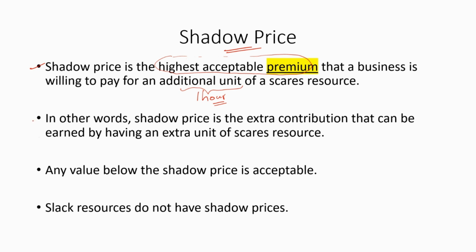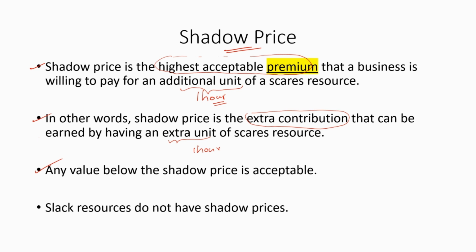There is another definition for shadow price. Shadow price is the extra contribution that can be earned by having an extra unit of scarce resource. Simply, this means if the business can obtain one more labor hour, which is the extra unit of scarce resource, what is the extra contribution that the business is going to earn, which is also known as the shadow price. These two definitions are described by the same term, which is shadow price. So, when it comes to questions, you need to know about these two terms.